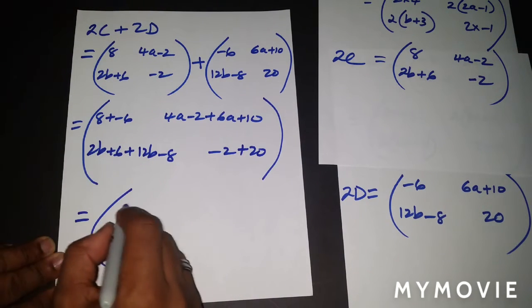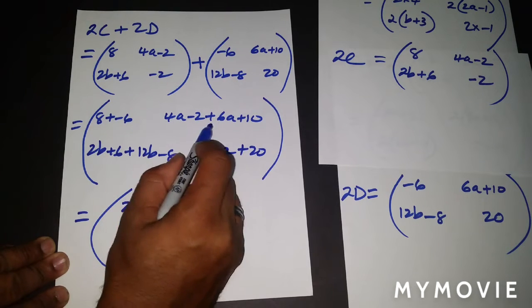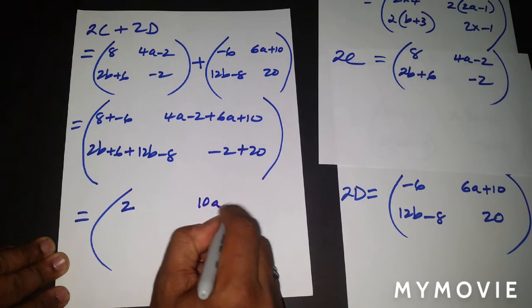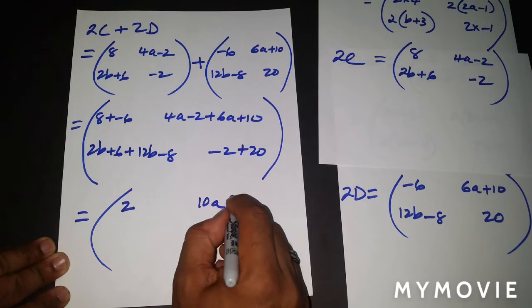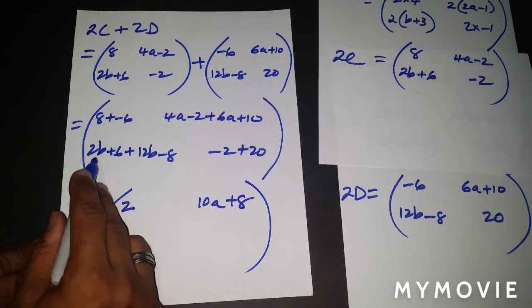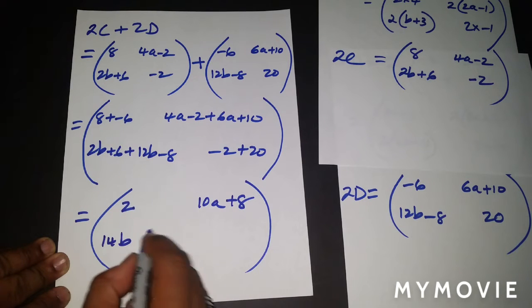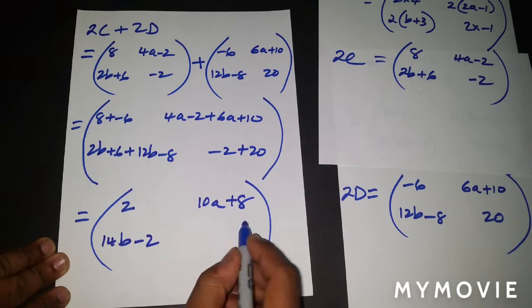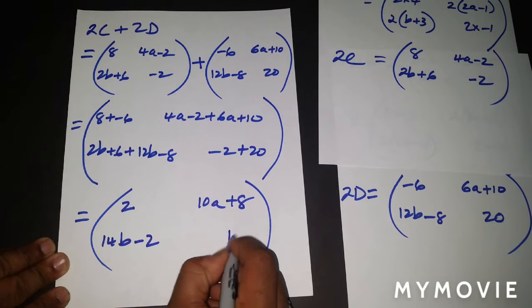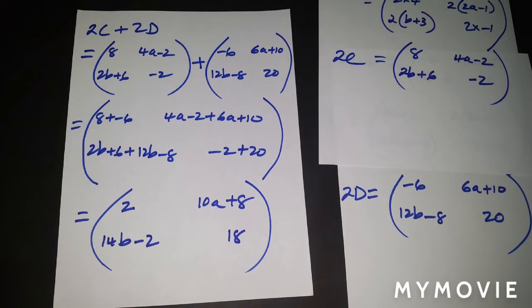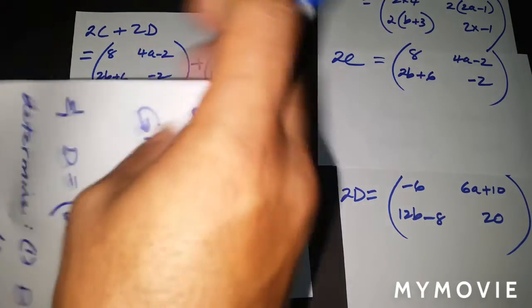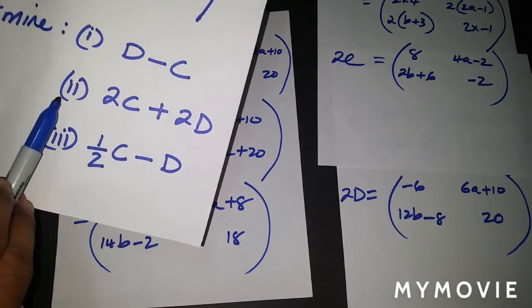This would be 8 plus negative 6 would be 2. 4a plus 6a is 10a. Minus 2 plus 10 is positive 8. 2b plus 12b is 14b. And 6 minus 8 is negative 2. And negative 2 plus 20 is 18. So that is what your answer should have been to this part of the question here, part 2.